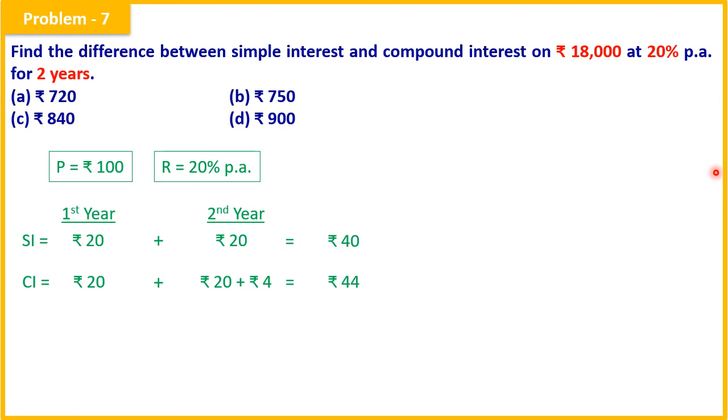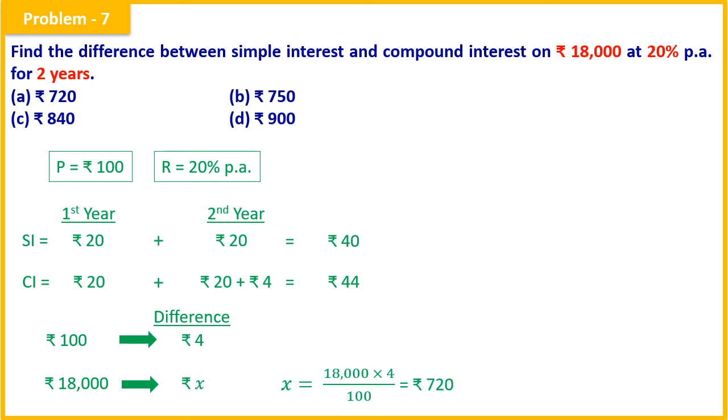So अगर हम 100 रुपए इन्वेस्ट करते हैं at the rate of 20% per annum, तो 2 साल के बाद जो डिफरेंस क्रिएट होता है सिंपल और कंपाउंड इंटरेस्ट के बीच का वो 4 रुपए है. सो अगर हम 100 रुपए की जगह 18,000 रुपए इन्वेस्ट करते हैं तो कितना डिफरेंस क्रिएट होगा? लेट अस से x रुपी. Now x can be calculated by cross multiplication, which is equal to 18,000 multiplied by 4 divided by 100, which is equal to 720 rupees.